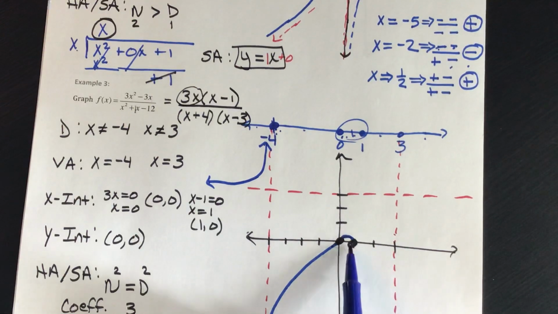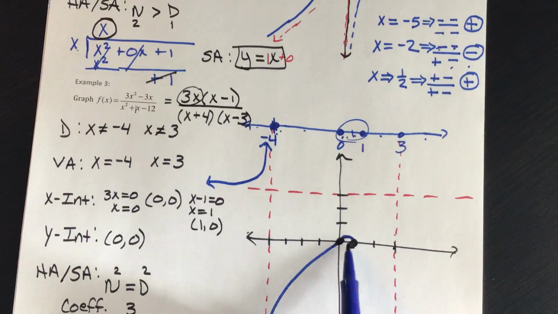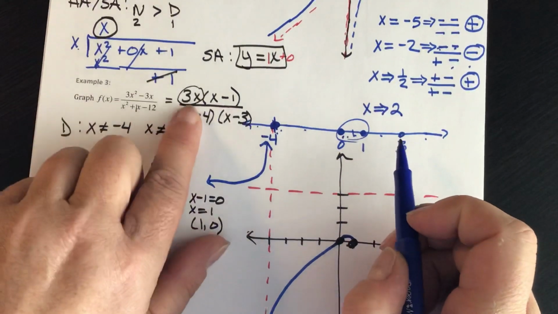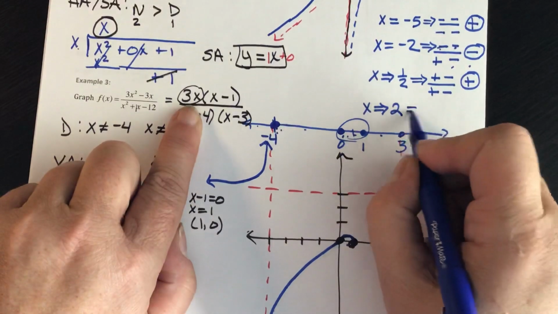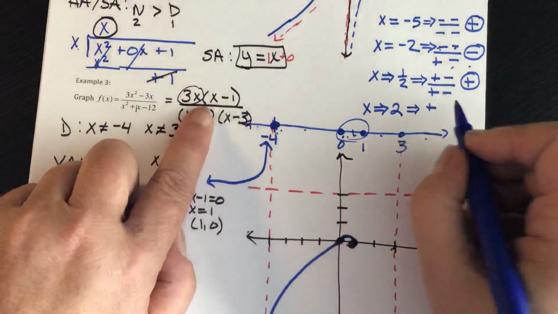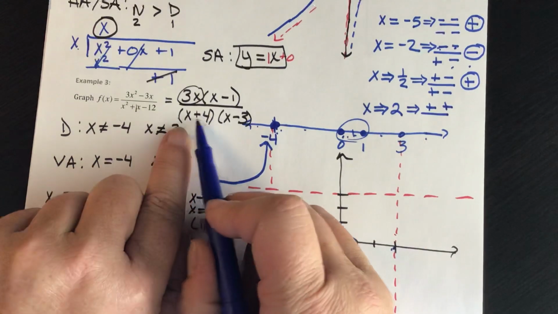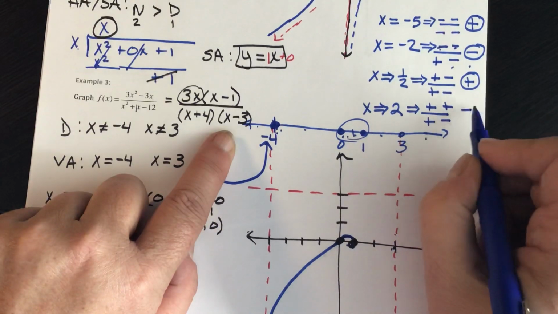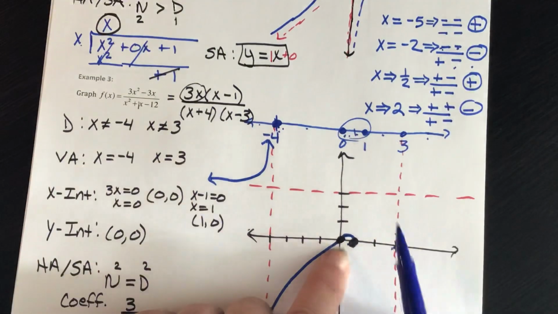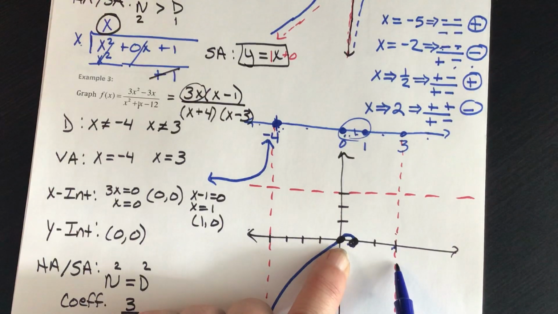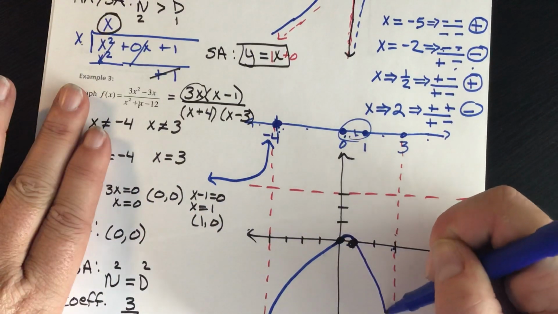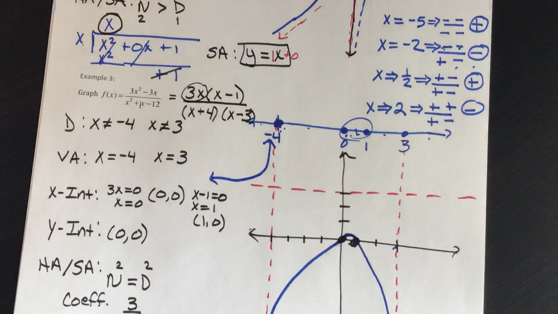So now between 1 and 3, let's look at a number like 2. If x is 2, and I plug in the equation, 2 times 3 is 6, that's positive. 2 minus 1 is 1, that's positive. 2 plus 4 is positive, and 2 minus 3 is negative. So to the right of 2, until we get to our vertical asymptote, is going to be negative. So this is going to kind of come down and approach my vertical asymptote.